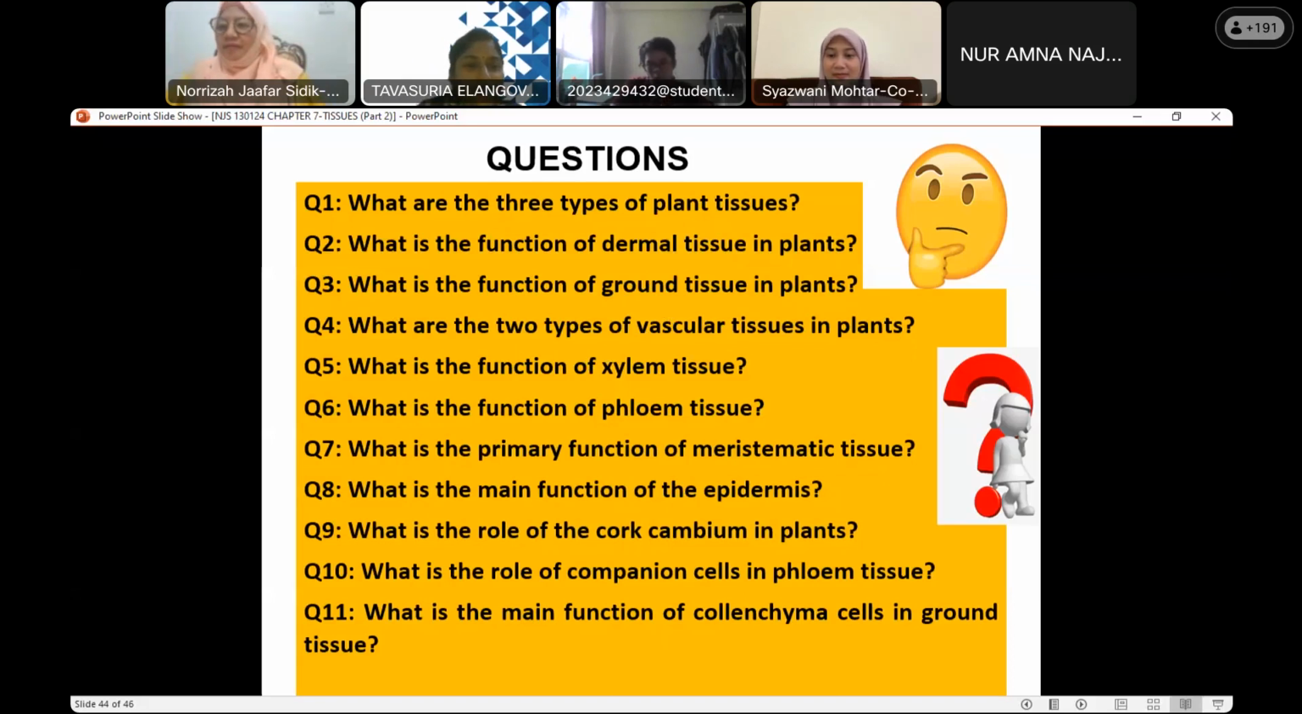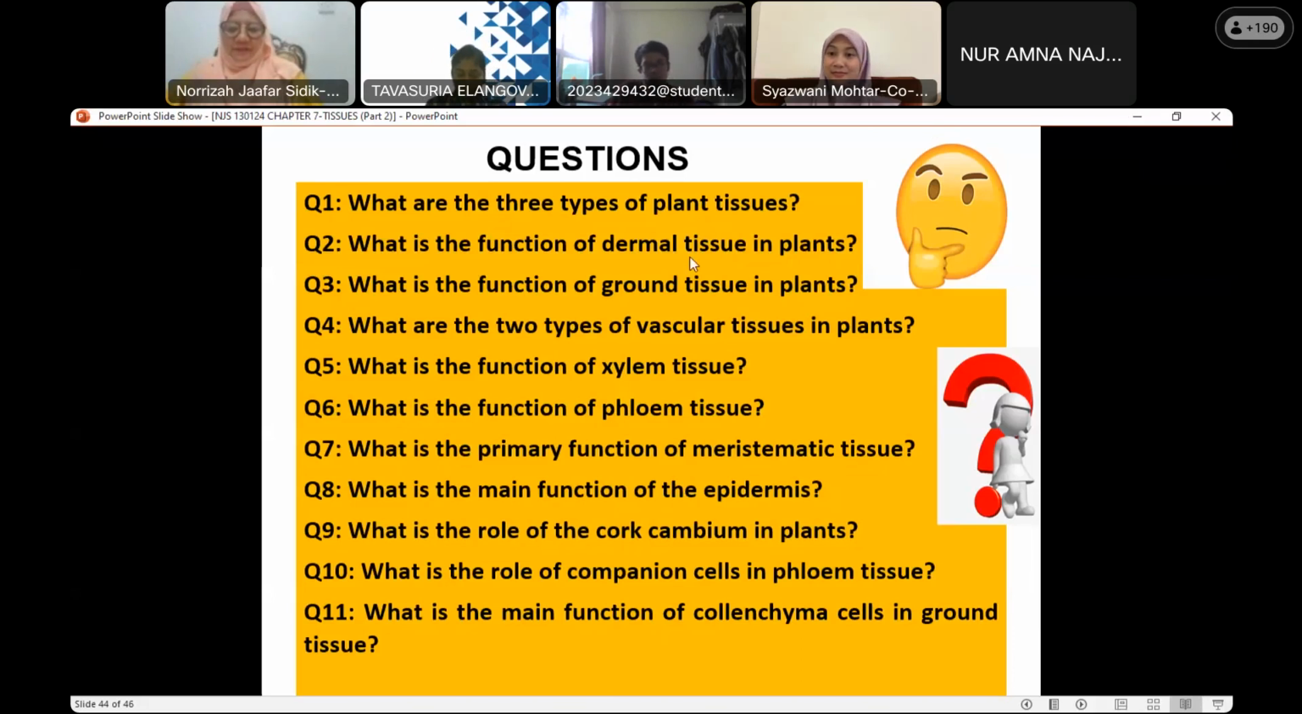Two types of vascular tissues in plants. Okay. Yes, xylem and phloem. Yeah. Okay, so make sure that you type the spelling correctly. Phloem, xylem. Yes, it's correct. Okay, next question.